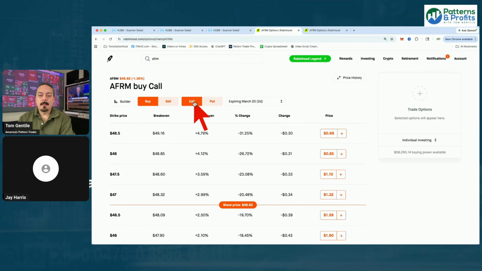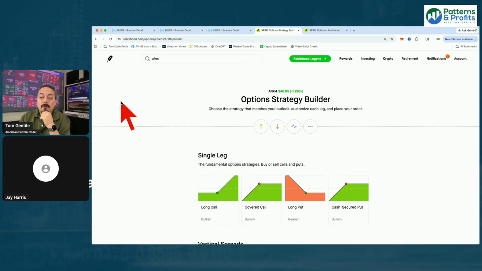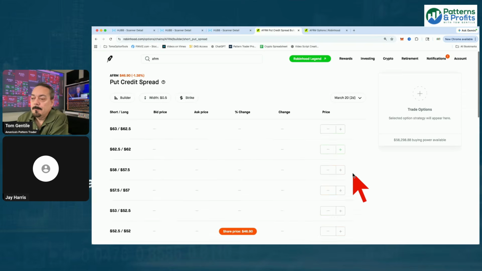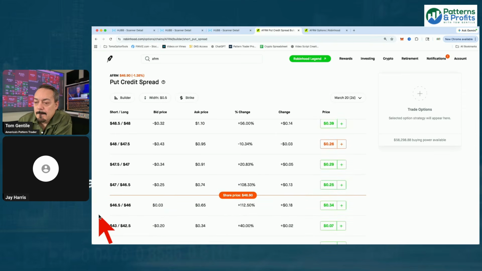So, once again, I'm going to sell this spread. To do that, I need to use the builder. Now, again, you can translate this to any brokerage platform you're using. I'm going to create the out of the money call spread, I'm sorry, put credit spread. There we go. Okay, so up here, this is a $35 put we sold.